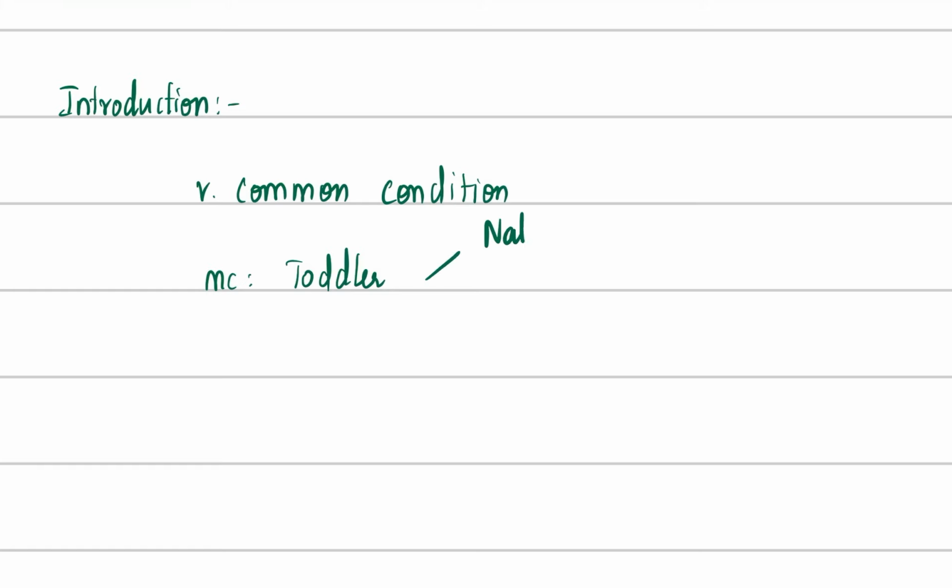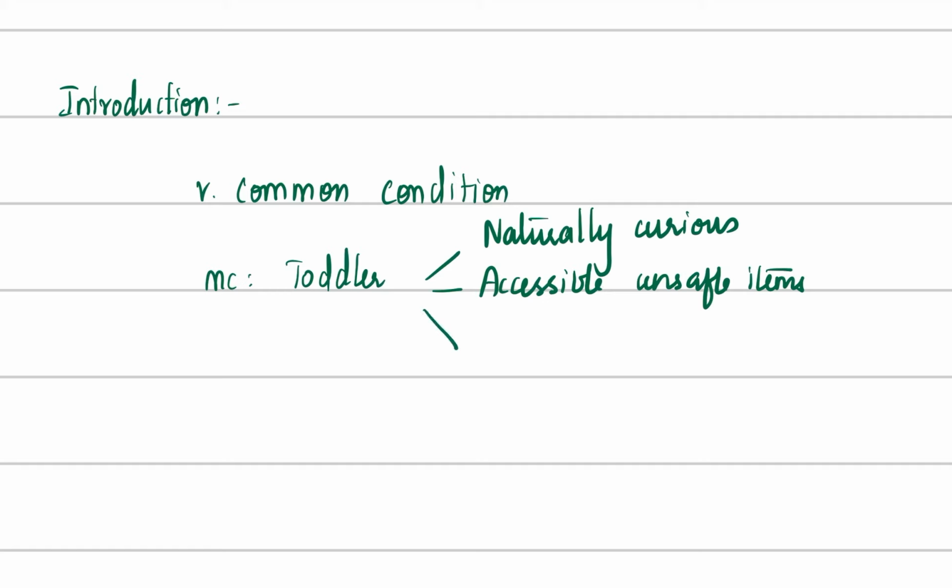Because they are naturally curious. They have accessible unsafe items. The availability of such items, it's not enough, it's accessible, no? It has to be available to them. And the attractiveness of the item. All of these together contribute to the accidental foreign body ingestion in the toddler age group.